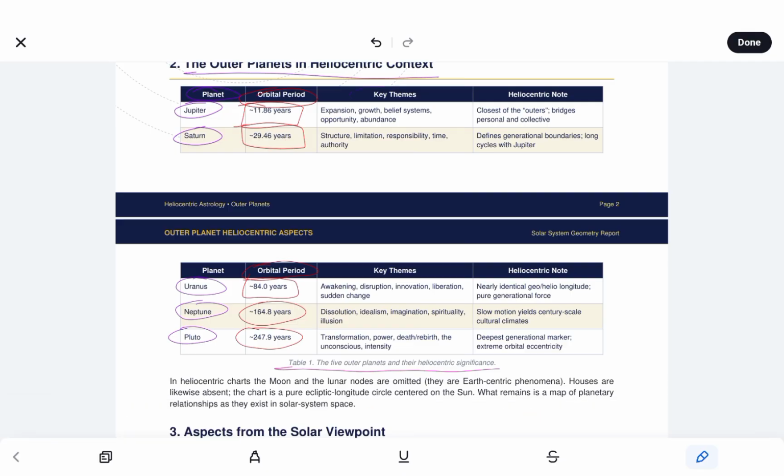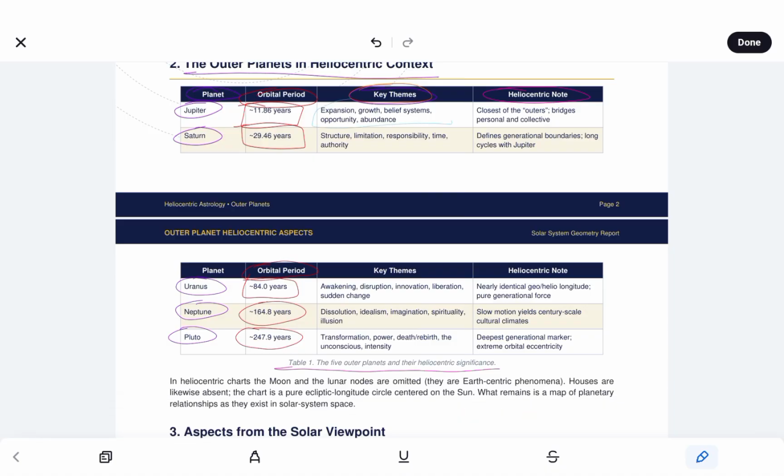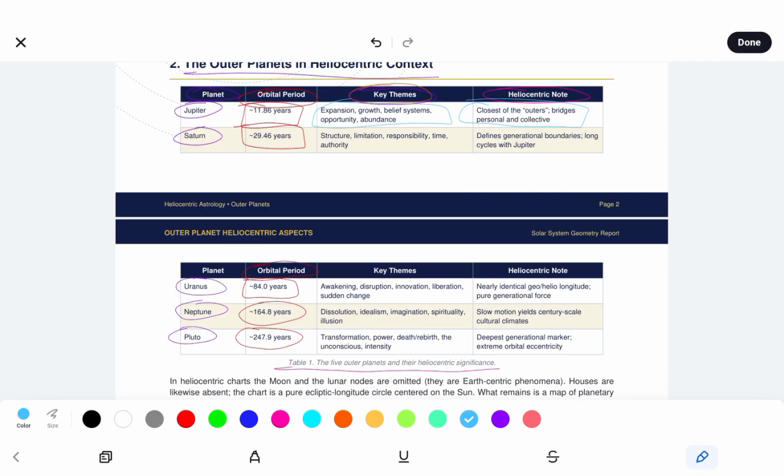Okay, so now we're looking at the key themes, and we're also noticing the heliocentric note. For Jupiter: expansion, growth, belief systems, opportunity, and abundance. Closest of the others, it bridges personal and collective.